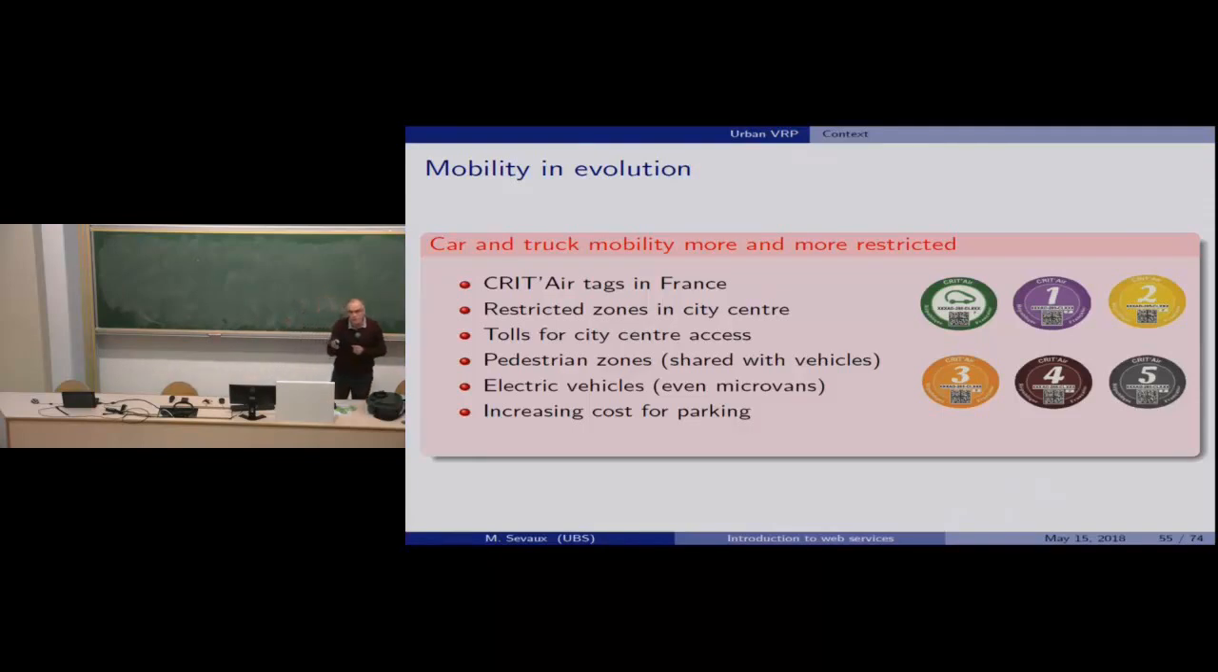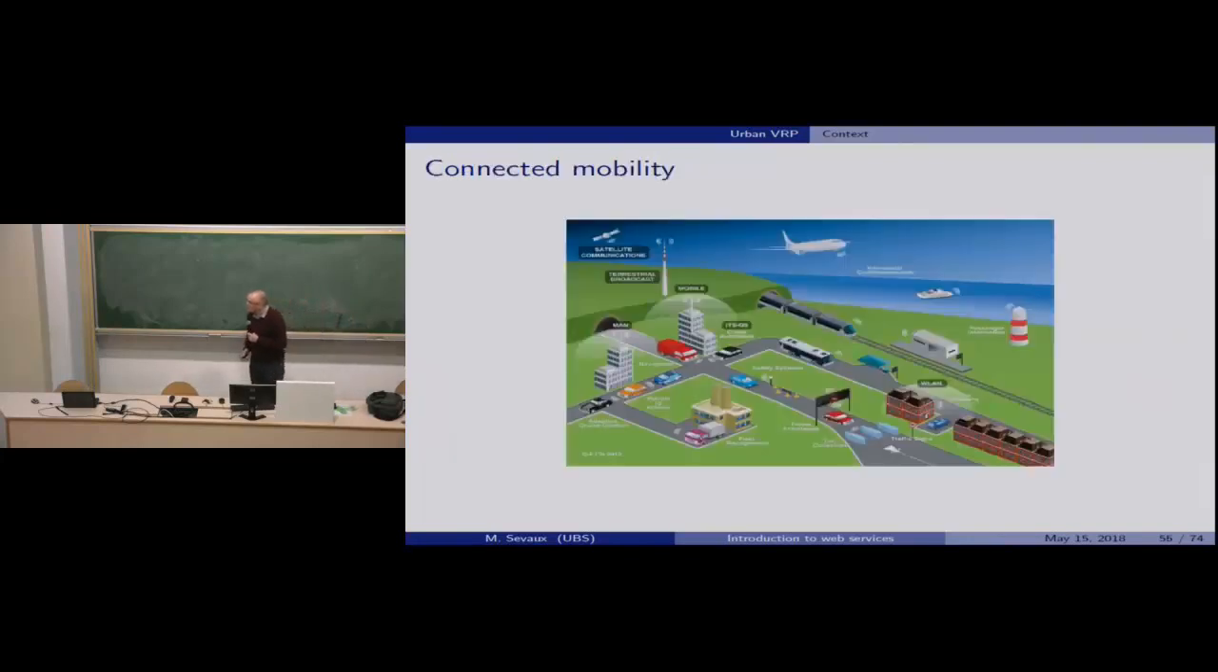The last point is the increasing cost for parking. It was recent in France, they changed the tarification system for every city. So each city now is able to choose the cost of parking, and of course it changed the usage of the vehicle in city centers. But even if we have all these problems, we need to reach the city center to deliver goods for logistics reasons.